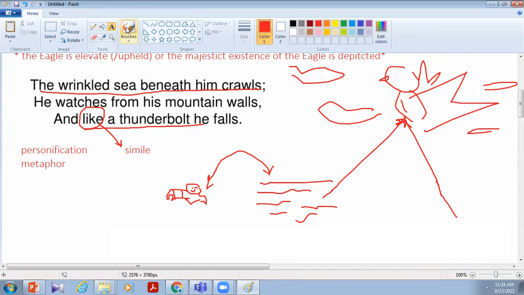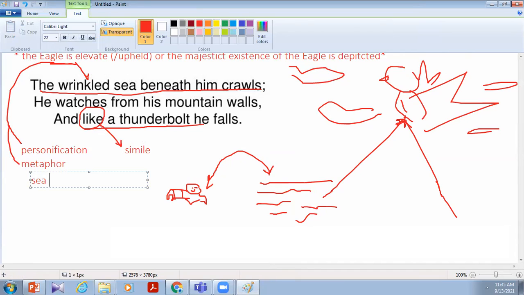So, wrinkled sea beneath him crawls. This is a metaphoric line, right? You can see personification, and also it's a metaphor. What happens is it sees the sea waves crawling as if they are crawling like an infant, right? Like an infant. So what does it indicate?